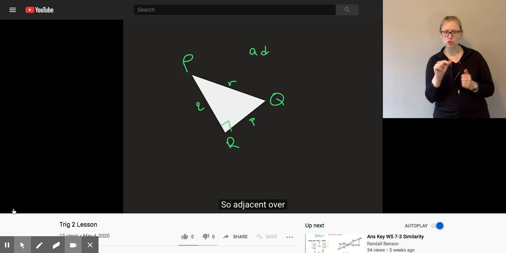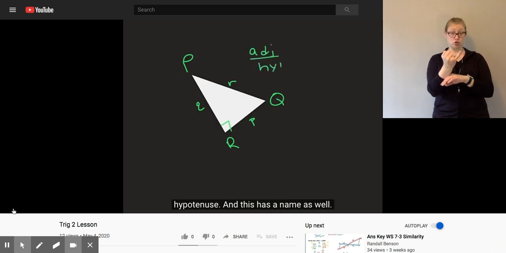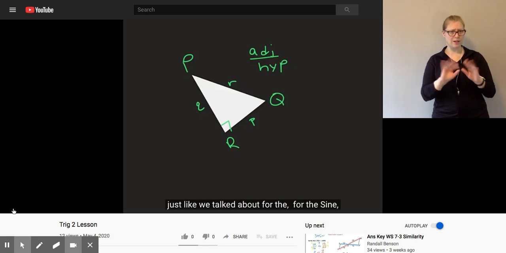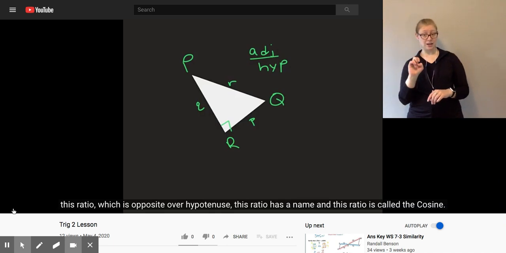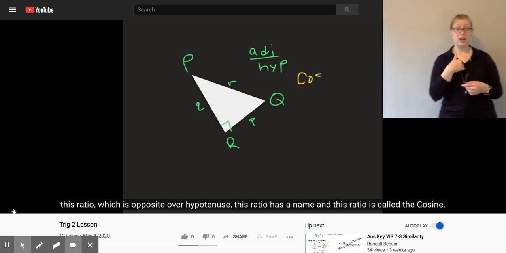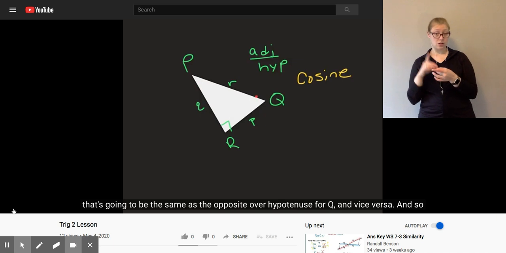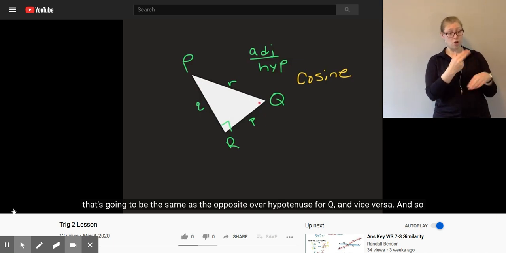So adjacent over hypotenuse. And this has a name as well, because again, you have to specify which angle you're talking about. And so just like we talked about for the sine, this ratio has a name, and this ratio is called the cosine. Because they're related, right? Remember what we saw was that if I have the adjacent over hypotenuse for P, that's going to be the same as the opposite over hypotenuse for Q, and vice versa.